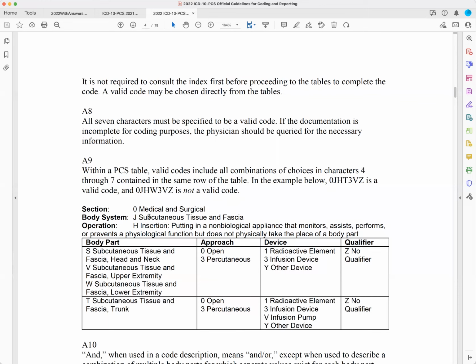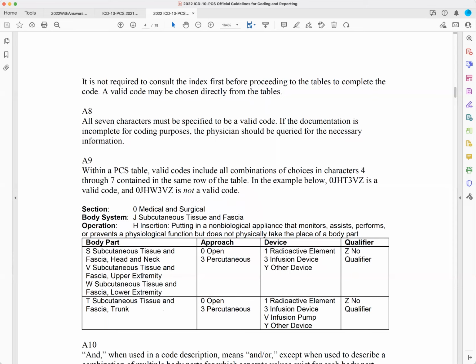characters up at the top, and then T, which comes in this bottom row, 3 also in the bottom row, V in the bottom row, and Z in the bottom row. That is a valid code because all of these characters come from the same row of the table.